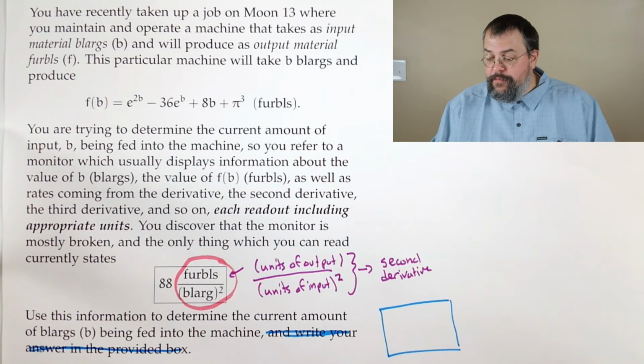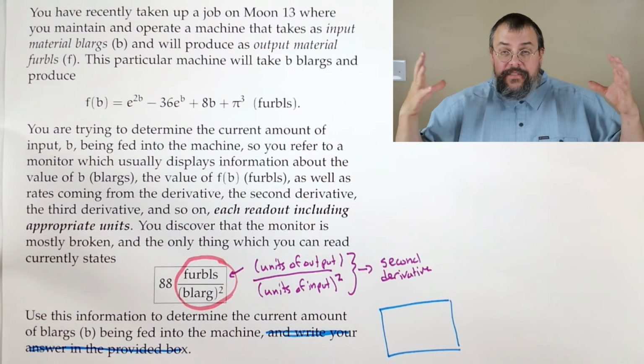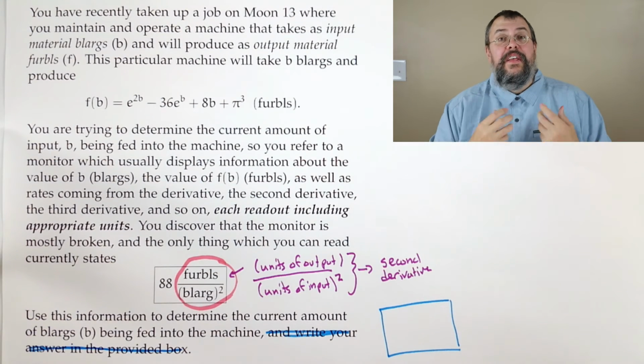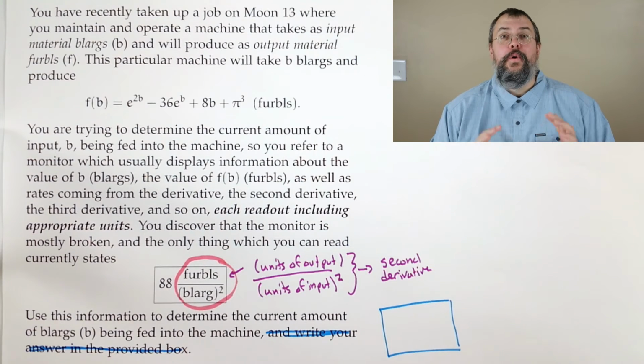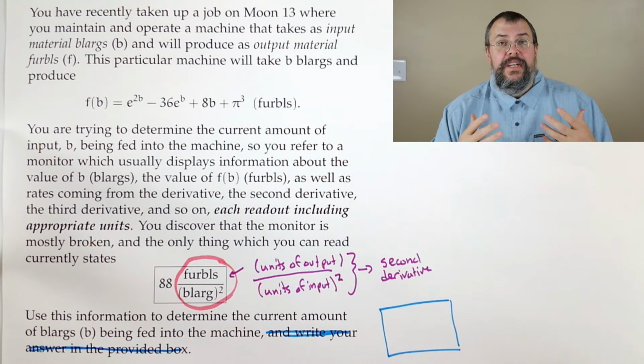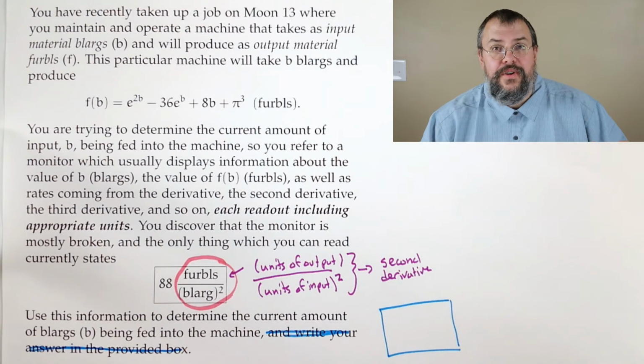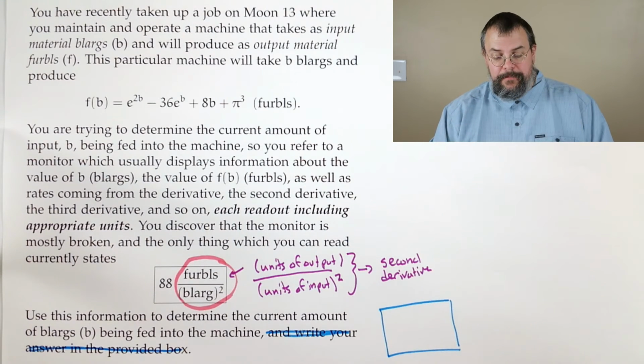Now, one of the things that makes this challenging is we have these weird words. Furble, Blargs. These are distraction words. We're not going to be distracted. We just know that these are words. It doesn't matter what words are used. The processes are the same.